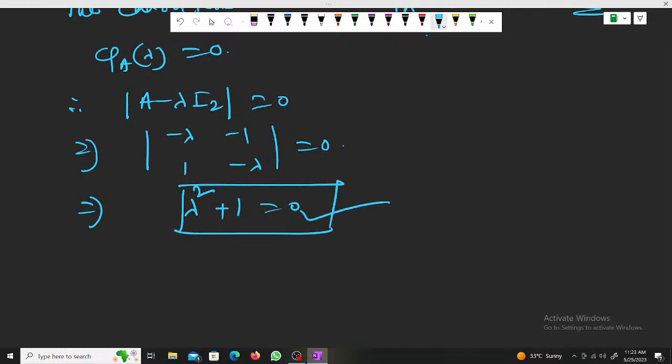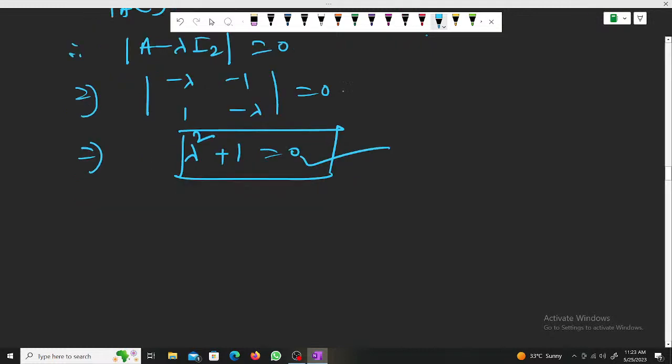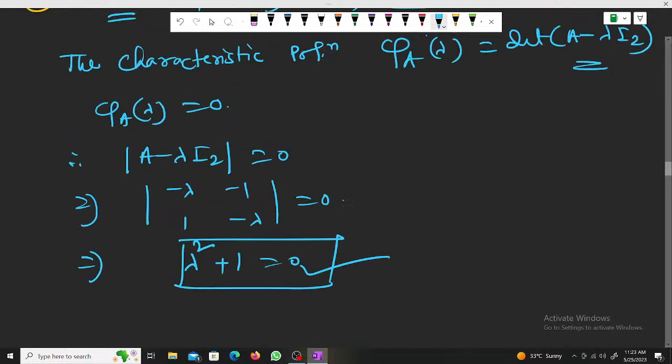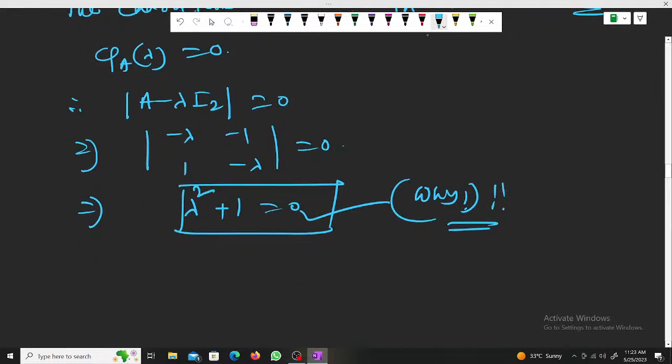Which is this? This is the equation of second degree, but this equation cannot have any real root, right? So in this case, this matrix does not have any eigenvalue. Why? Just think about it. Just think how to solve.